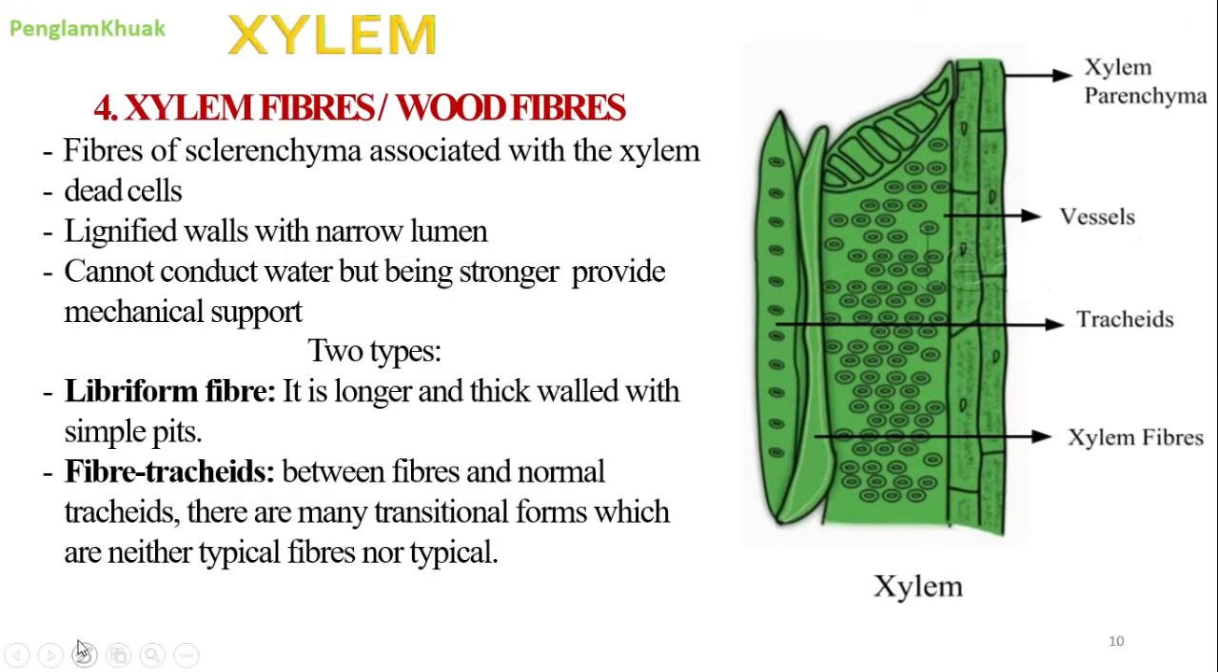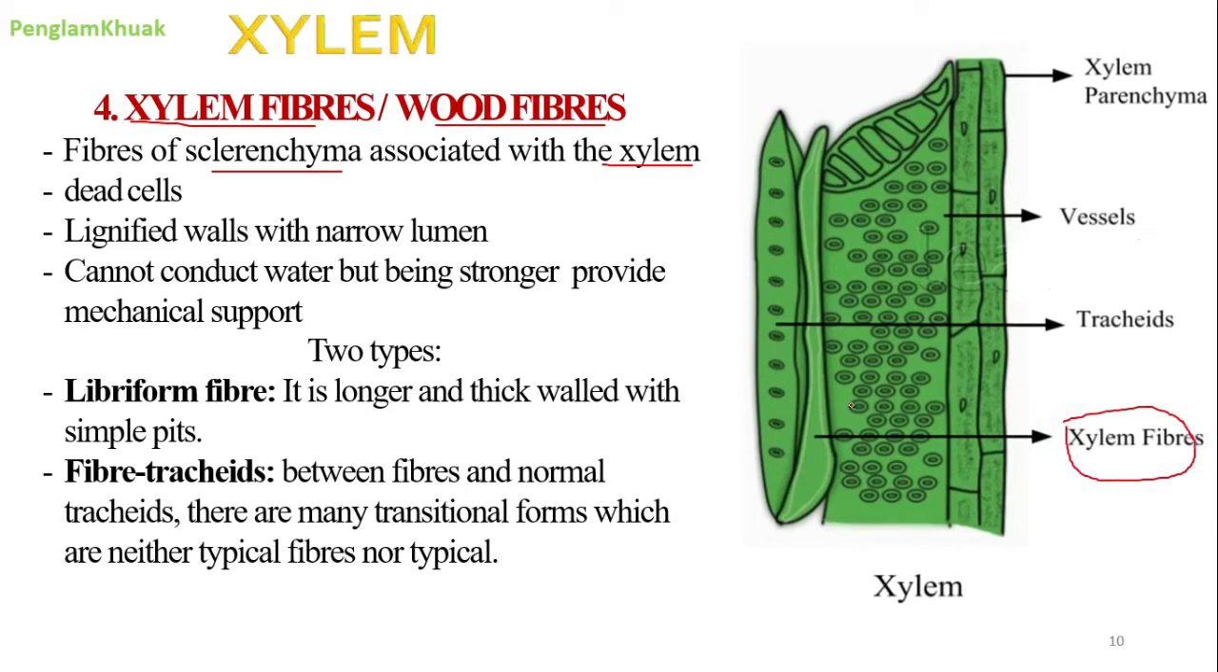The fourth element of xylem is xylem fiber or wood fiber. Sclerenchyma is of two types, that is sclereids and fibers. Among the sclerenchyma, the fibers associated with xylem, together with xylem, are called xylem fiber or wood fiber.